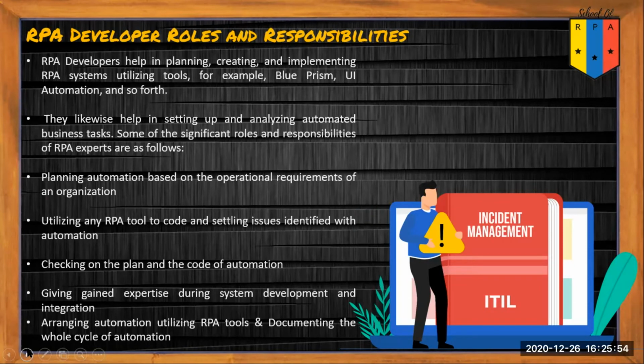Now, let us look at the roles and responsibilities of an RPA developer. An RPA developer helps in planning, creating, and implementing RPA systems utilizing tools like Blue Prism, UiPath, or Automation Anywhere. Likewise, they help in setting up and analyzing automated business tasks. Some of the significant roles and responsibilities of RPA developers are as follows. First, planning automation based on operational requirements of an organization. Second, utilizing any RPA tool to code and settle issues identified with the automation. Third, checking the plan and code for the automation. Fourth, giving gained experience during the system development and integration. And fifth, arranging automation utilizing RPA tools and documenting the whole cycle of automation.